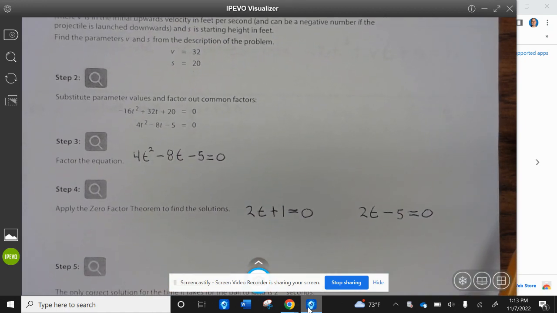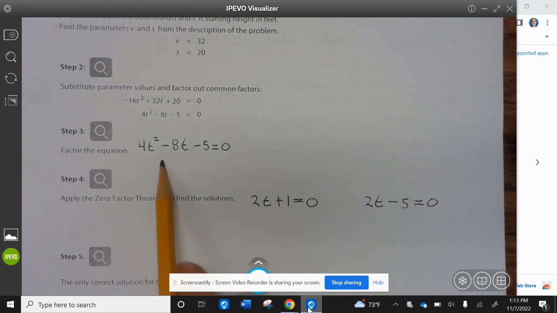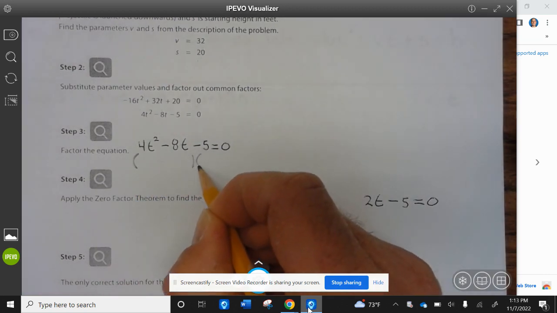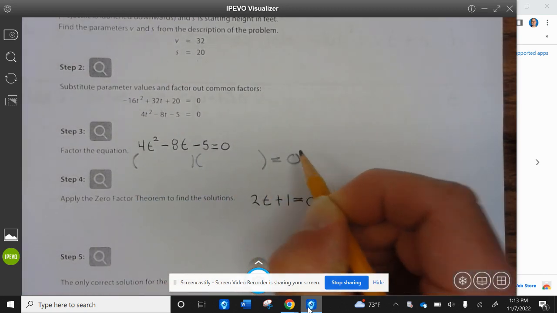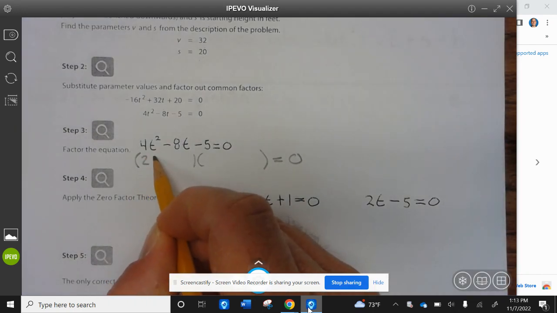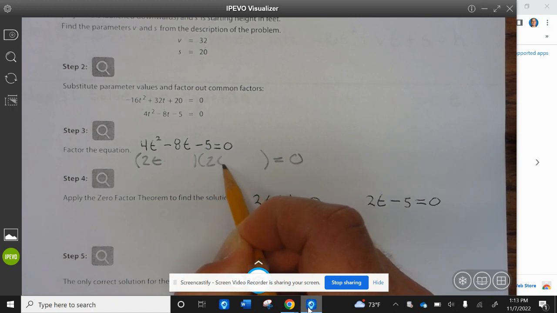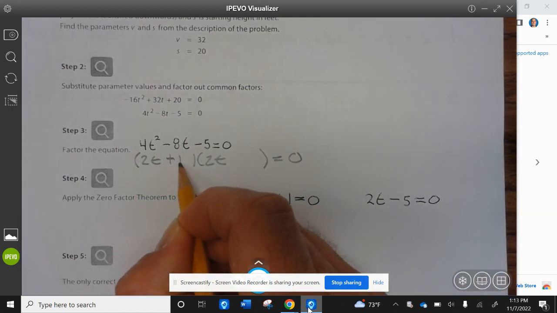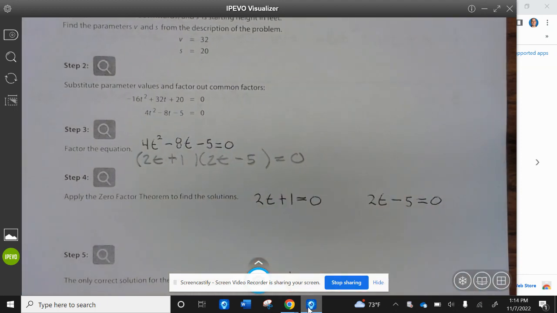Okay. Now we're going to solve this by setting it equal to 0. Okay. So now in order to get 4t squared, that's 2t and 2t. In order to get negative 5, we're going to multiply by plus 1 minus 5.